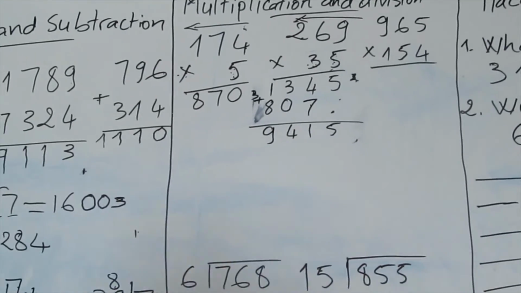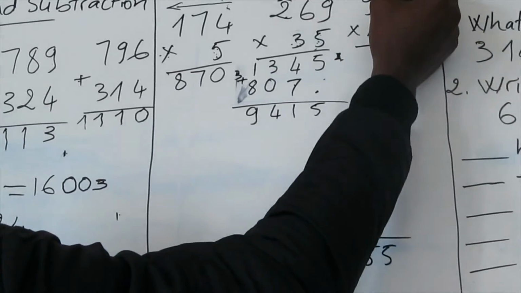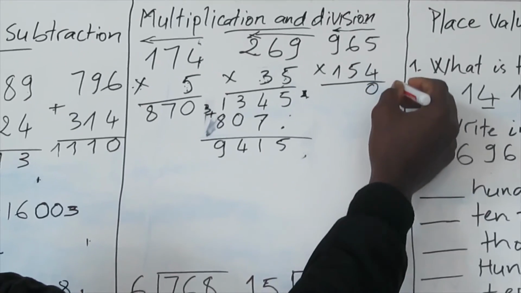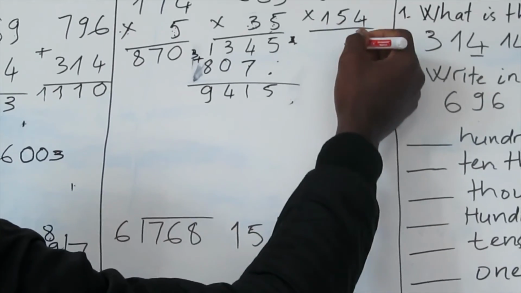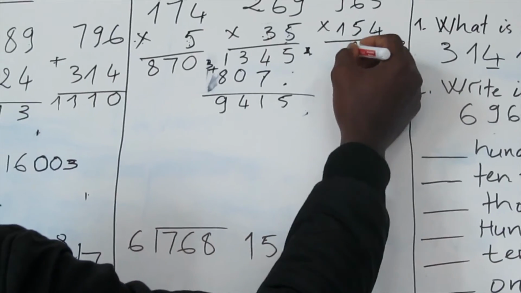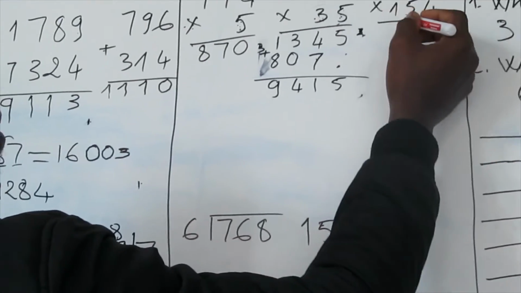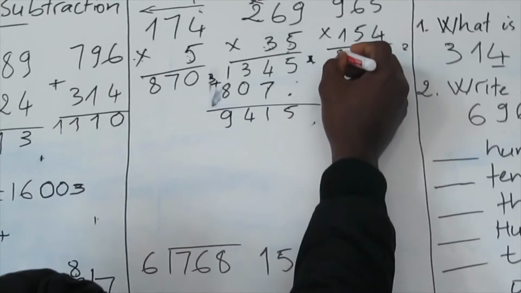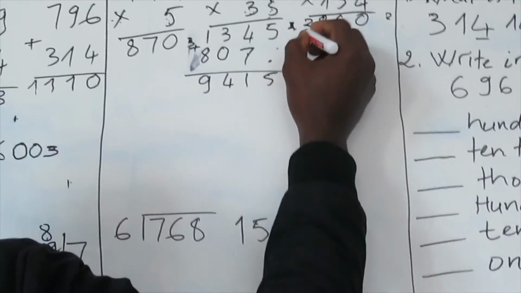The last case that we have. And we start again from our right going to our left. 4 times 5, 20, 0, you carry 2. 4 times 6, 24, plus the carry 2, 26, you carry 2. 4 times 9, 36, plus the carry 2, 38, you write 8, and you carry 3 there.